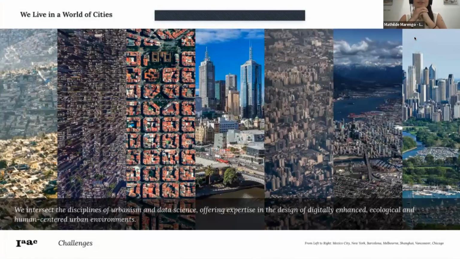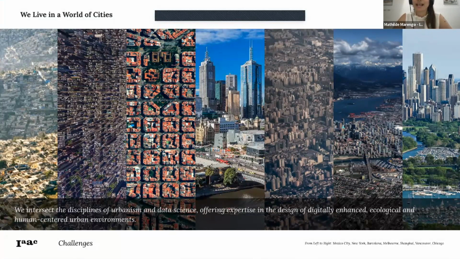So as we know, we live in a world of cities, and urban populations continue to grow at an unprecedented rate. So this calls for us to redesign the way in which we analyze, plan, and design for this new urban condition. And the Master in City and Technology aims to do exactly that.